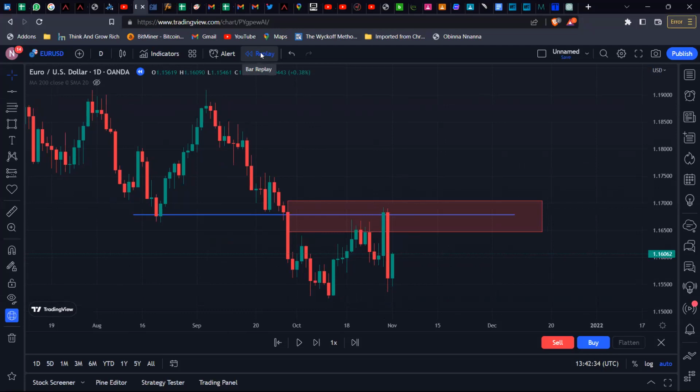Okay, I can't do replay on lower time frame on this particular login. I'm not logging into my paid version.